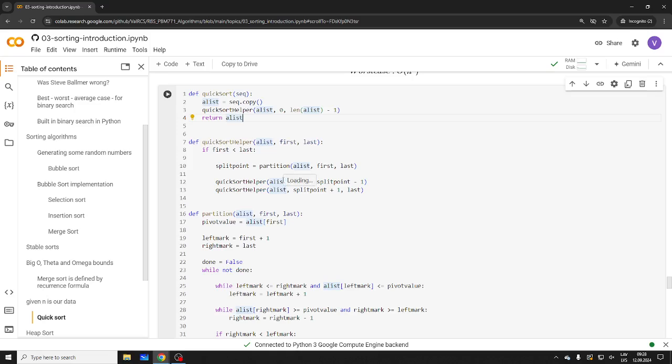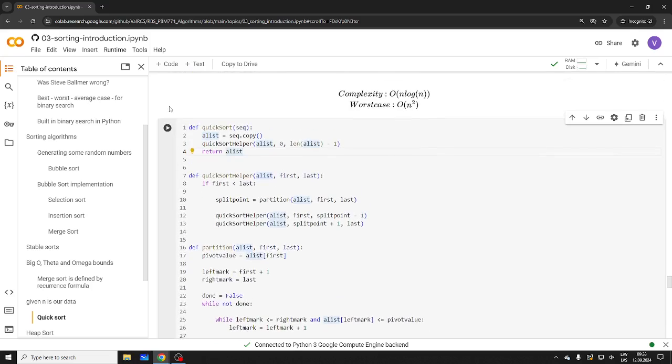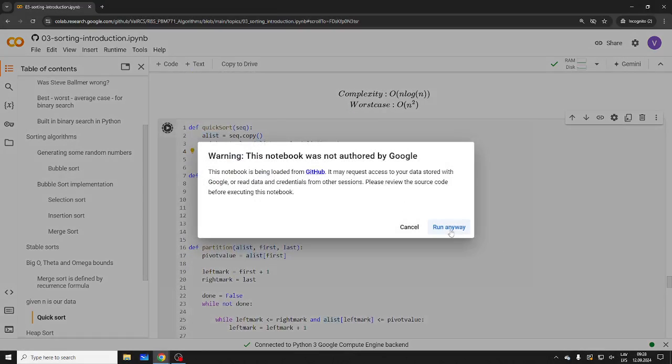It's not as easy to understand, but we already saw this in the visualization. This is what the code does, basically. If you have some time, I recommend going through this. Maybe we can run this. Yeah, let's run this anyway.